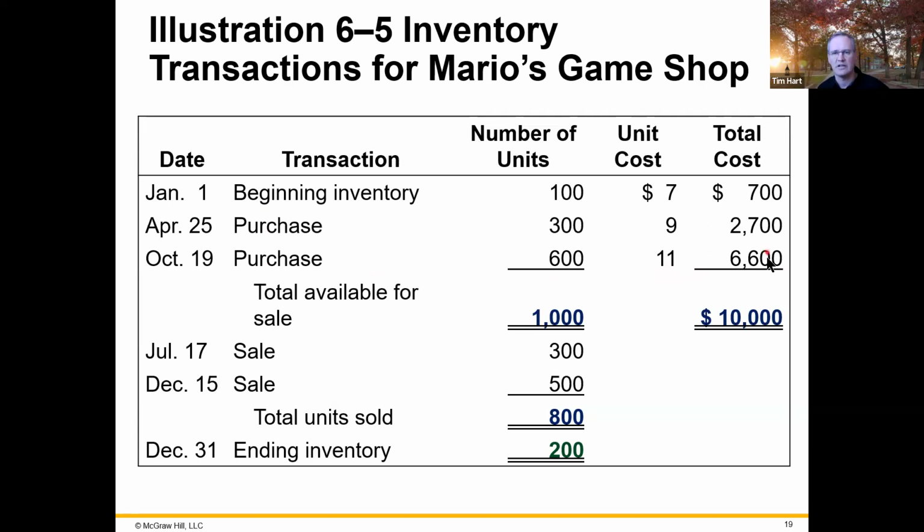All right, so their total cost there. Add up these numbers, $10,000 for 1,000 units for sale. July 31st, they sold 300 units. December 15th, they sold 500 units. Total units sold of 800 for an ending inventory of 200 units. Started the year with 100, bought some stuff, sold some stuff, and ended with 200.